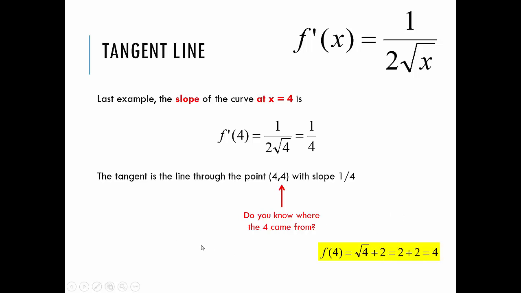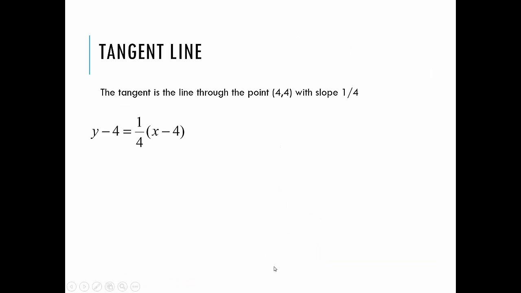So what I do is I write this out in my point-slope form. My y minus y1 equals m times x minus x1. My y is 4, my slope is 1/4, and my x is 4. And so now I can find this tangent line by going through the steps. I've just distributed my 1/4 and solved this for y.